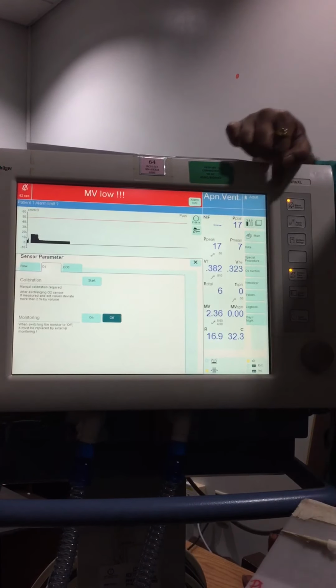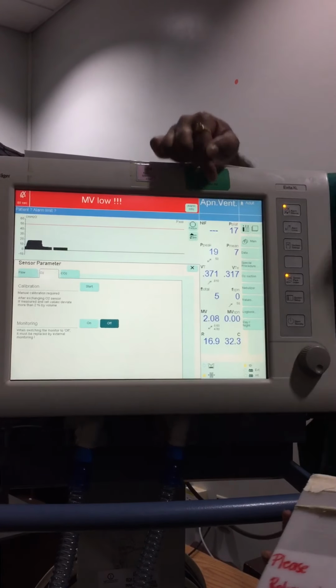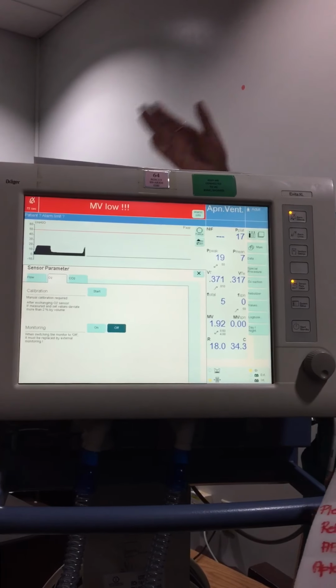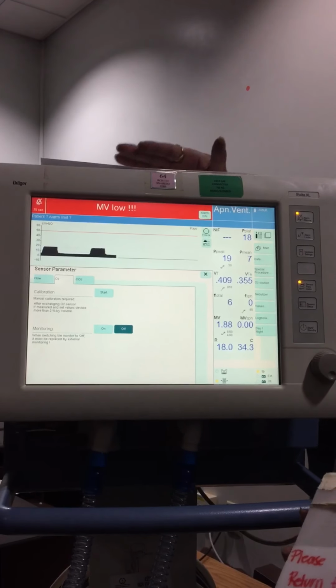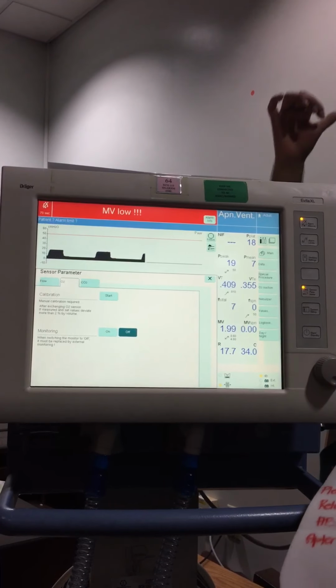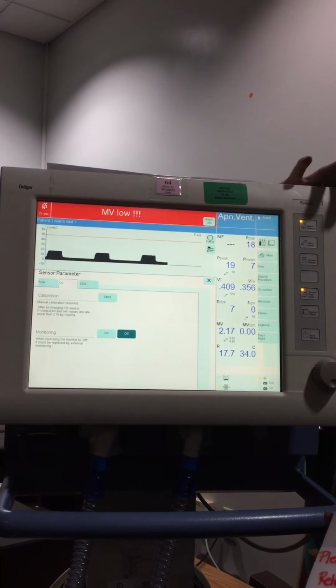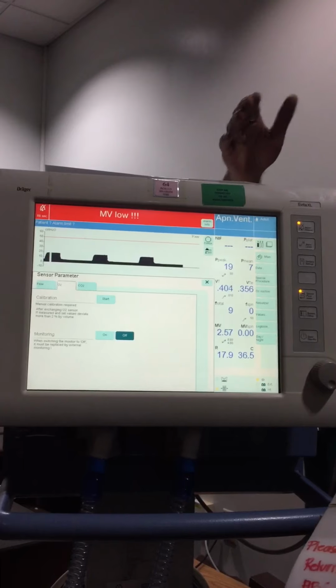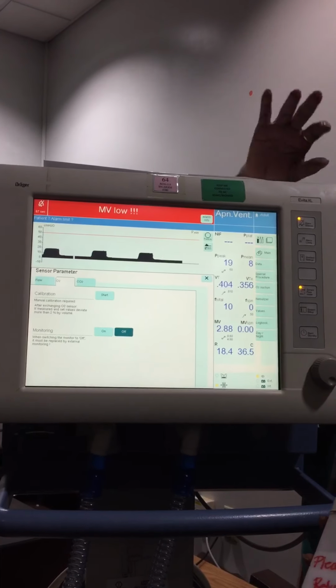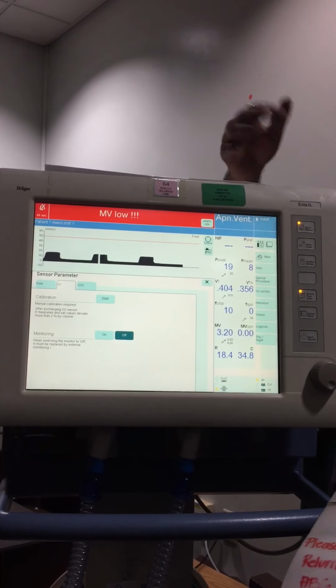Automatically it will go to backup ventilation, apnea ventilation. So it is already a backup control mode. Automatically, after waiting 15 seconds, it will go directly to your backup. This is the safety feature. This apnea time you can change according to the patient, even 15, 20, or 30 seconds.